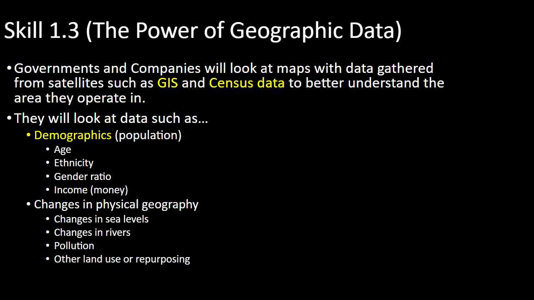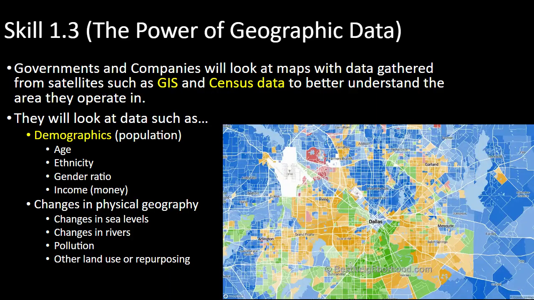Okay, skill 1.3, the power of geographic data. This is a really simple skill. All you need to know is that the government and companies collect geographic data, and they use it to help find solutions to problems. They collect data specifically from GIS and the census. Remember, they're not going to collect from GPS because that just tracks things. GIS tells you information about like temperature and elevation.